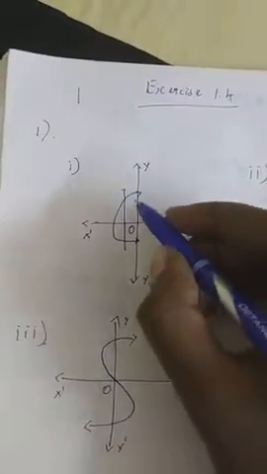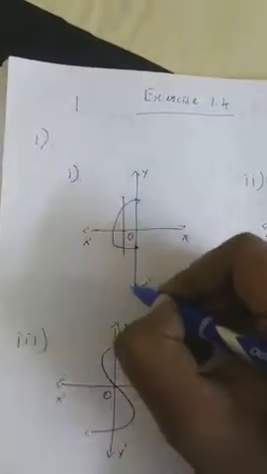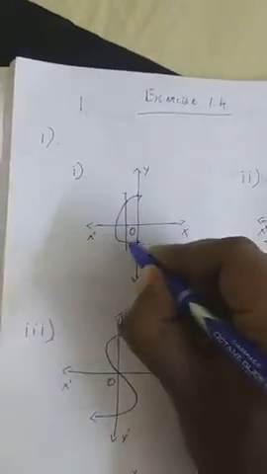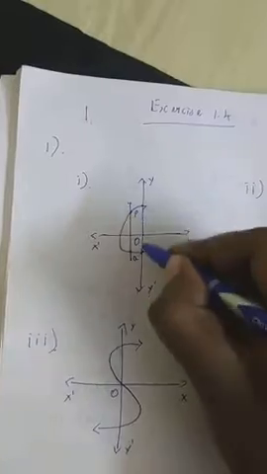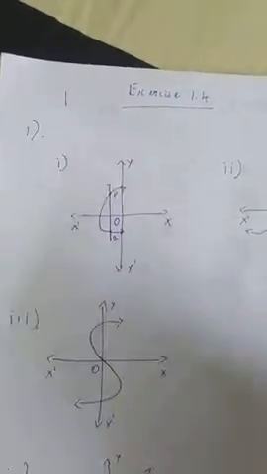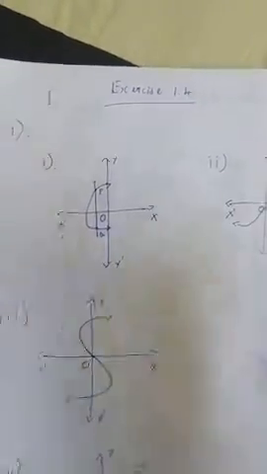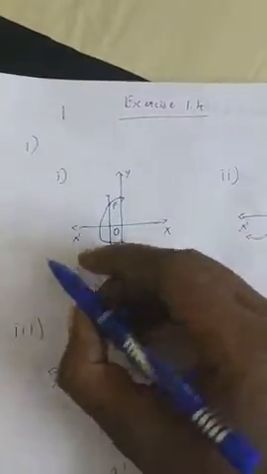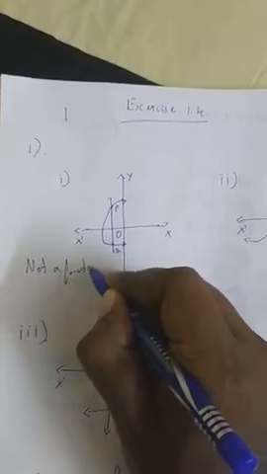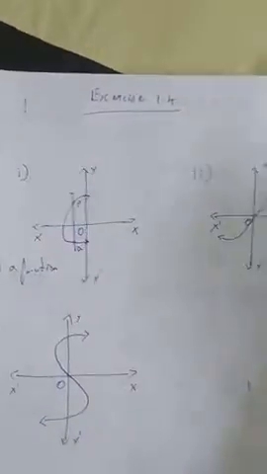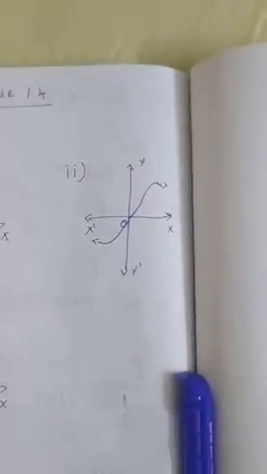Now if you look at this graph, this vertical line intersects at 2 points. So name them P and Q. It intersects this curve at 2 points. Therefore it is not a function, right? Okay. So now look at the second graph.